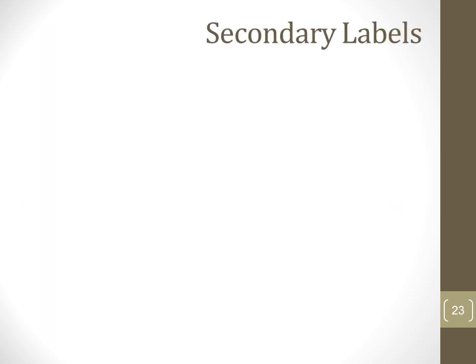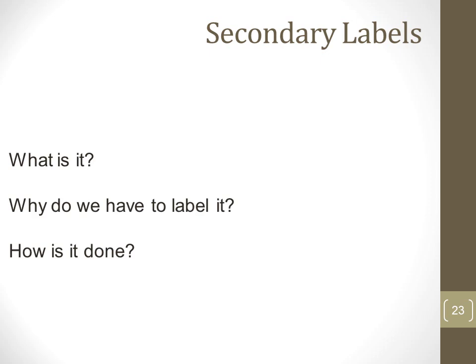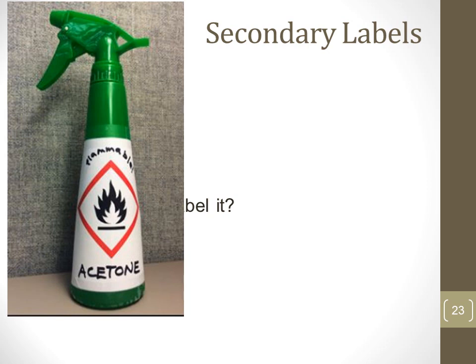Secondary labels. When you transfer a chemical from its original larger container to another container, usually a smaller container, the container you transfer it into is called a secondary container. Why do you think we have to label secondary containers? If that acetone bottle on the left didn't say acetone on it, what would you think it was? You might think that it was water or, I don't know, window washing fluid. Could be anything. But it's a flammable product.